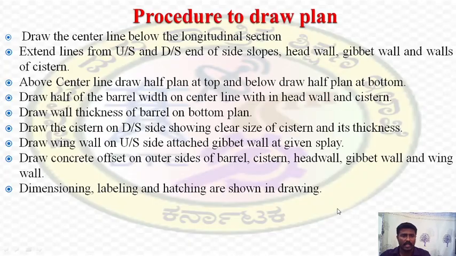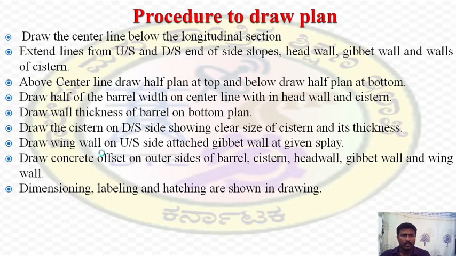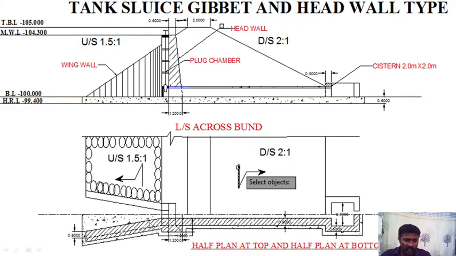So next point is draw wing walls on the upstream side attached with the gibbet wall at the given splay. Draw a wing wall on the upstream side, attached to the gibbet wall, with a suitable splay.